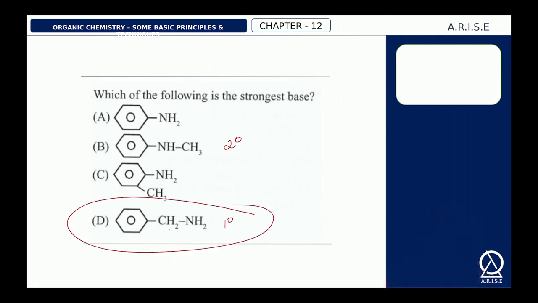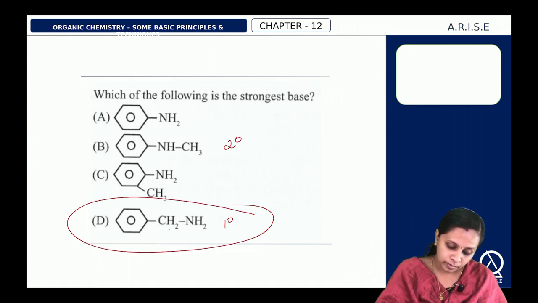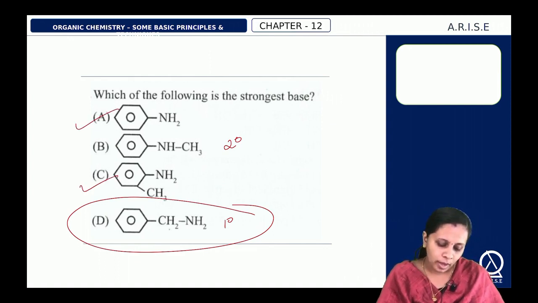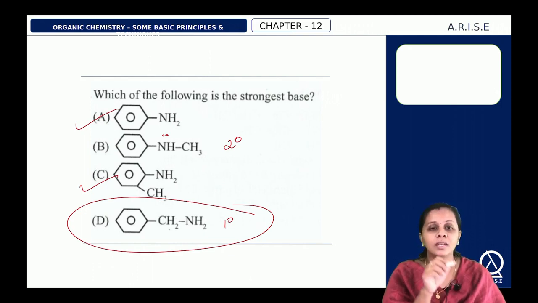Aniline, why is it not basic? Because in aniline, the nitrogen lone pair is involved in resonance with the benzene ring, thereby it cannot donate the lone pair, therefore it is less basic. Then option C is also like that. Then you have option B, it is a secondary amine. You have an alkyl group as well as a benzene ring, and the presence of the benzene ring again decreases the electron density of nitrogen, thereby it cannot donate the lone pair.